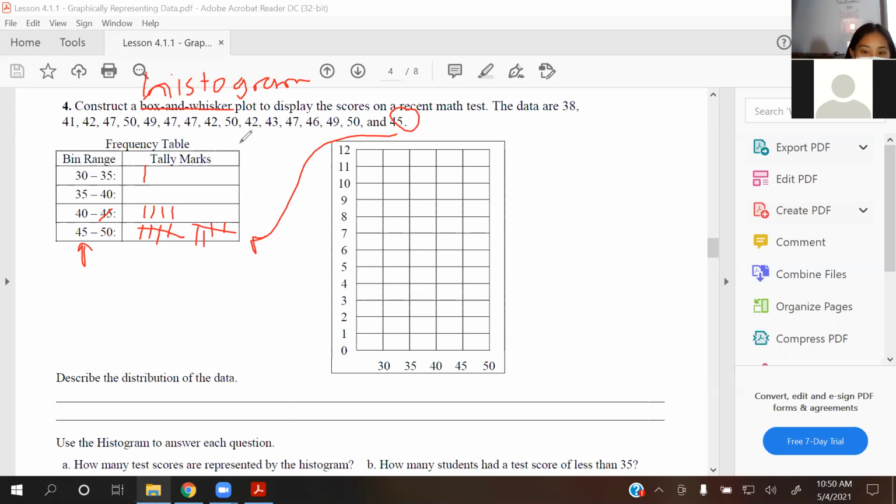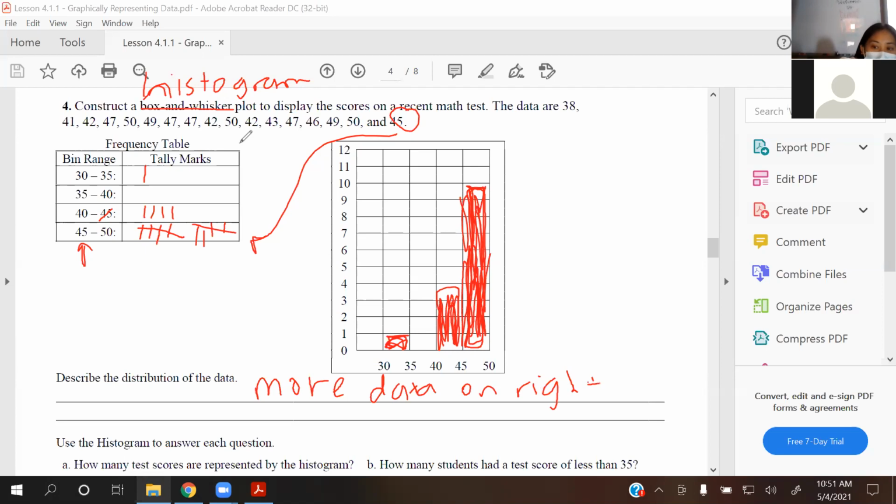All right, so 30 to 35 has a frequency of 1. 35 to 40 has literally nothing. That's okay. 40 to 45 has 4. 45 to 50 has 10. Cool. So here is your histogram. As you can see, more data is on the right because it's taller, which means it's skewed to the left.